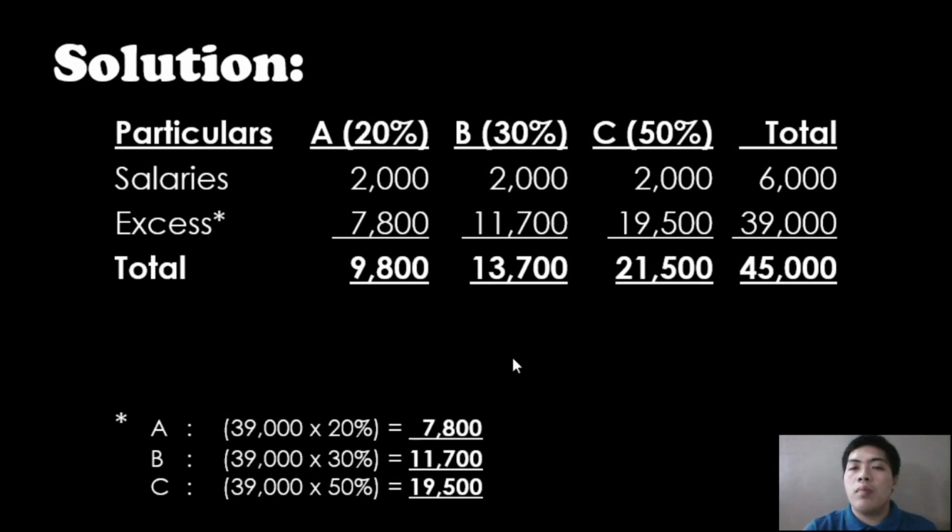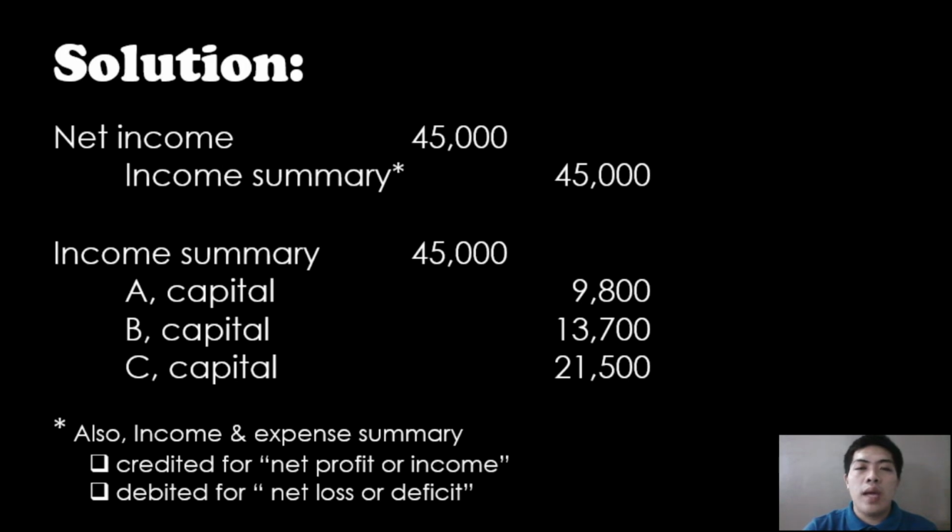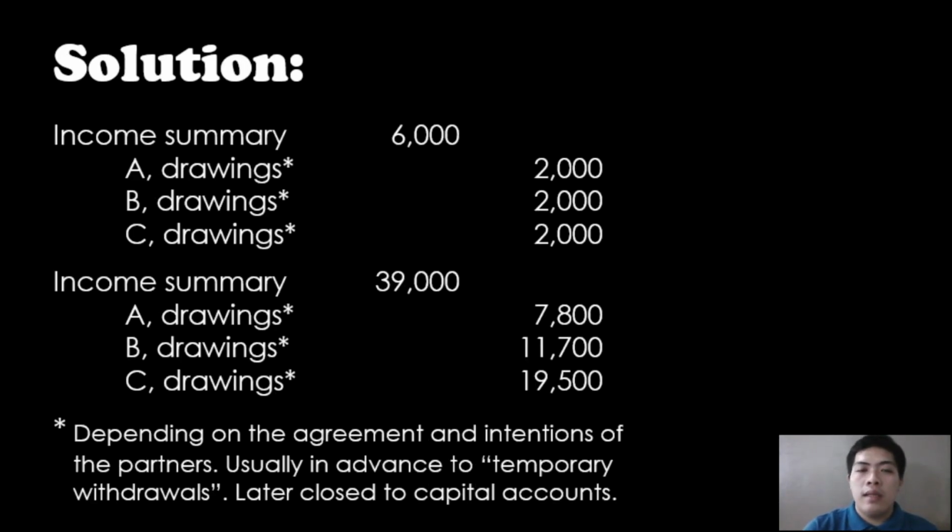So, yung distribution ng kanilang profit with salaries, okay, yung assumption with salaries, we have 9,800 kay A, 13,700 kay B, and 21,500 kay C. Yung total niyan, 45,000. So, ganito yung entries, okay, credit dun sa capital accounts. Minsan naman, okay, may mga authors na nag-illustrate na ganyan yung entry.